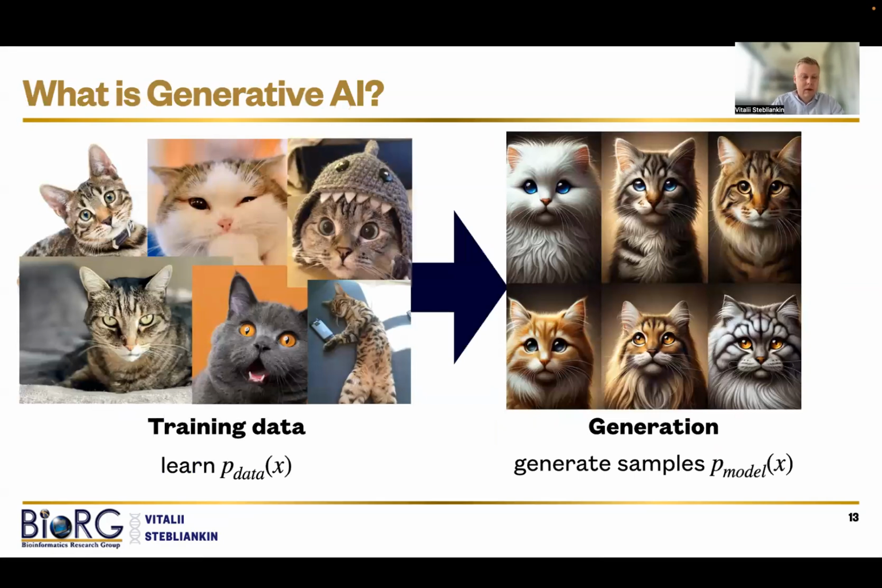Okay, so this was applications. So now we move forward to formal definitions of generative AI. So let's refresh our mind. As I said at the beginning, the goal of generative modeling is to take as input training samples, learn the underlying distribution, and then generate samples that are as close as possible to the original distribution.